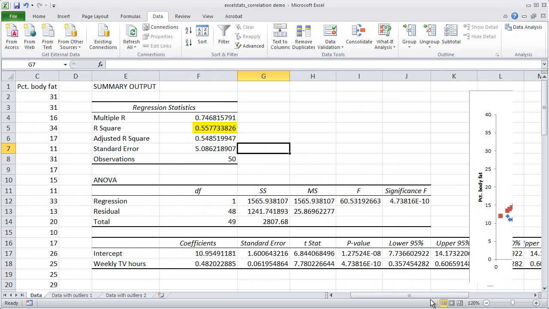R square is just multiple R times itself, squared. And you end up with something we call the percentage of variance explained. So here, an R square of 0.557 means that the amount of time you spend watching television is capable of explaining or predicting about 55 to 56% of the variation in your percentage of body fat. The adjusted R square is just the same figure, the R square figure, adjusted for the size of the sample. Bigger samples are more accurate and predictive and powerful than smaller samples generally.